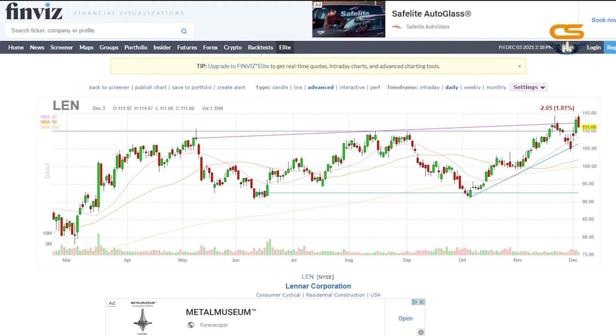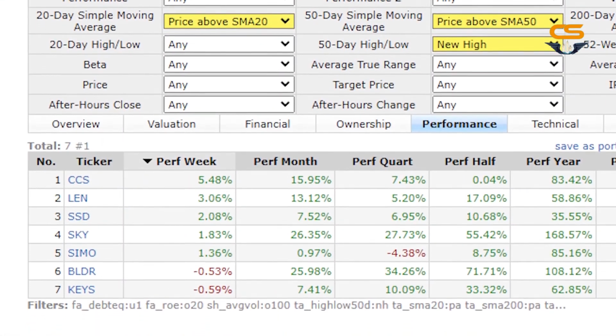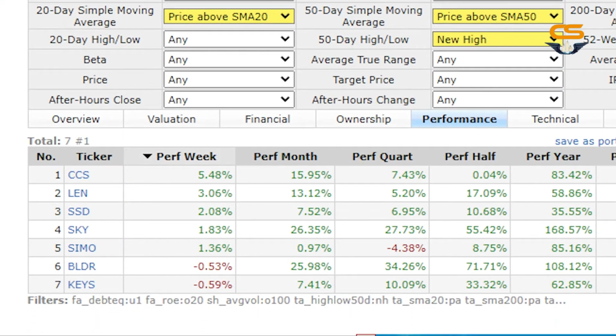The play for these is just to watch them for a bit, maybe see if they're breaking a key resistance and giving some confirmation, and then you can enter. Again, not all of these are winners, it's up to you to decide which charts look good.